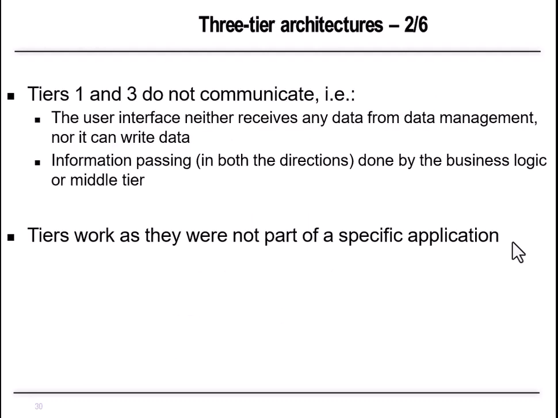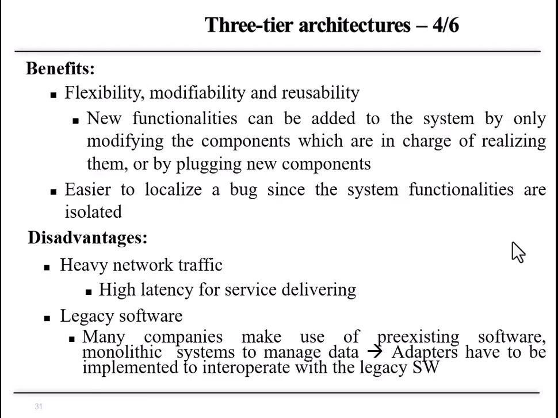Then tiers 1 and 3 do not communicate. The user interface neither receives any data from data management nor can it write data. Information passing is done by the business logic or middle layer. Tiers work as if they were not part of a specific application. The benefits of 3-tier architectures are flexibility, modifiability and reusability. This means new functionality can be added to the system easily without modifying the components in charge of realizing them. It is also easier to localize a bug since the system functionalities are isolated.